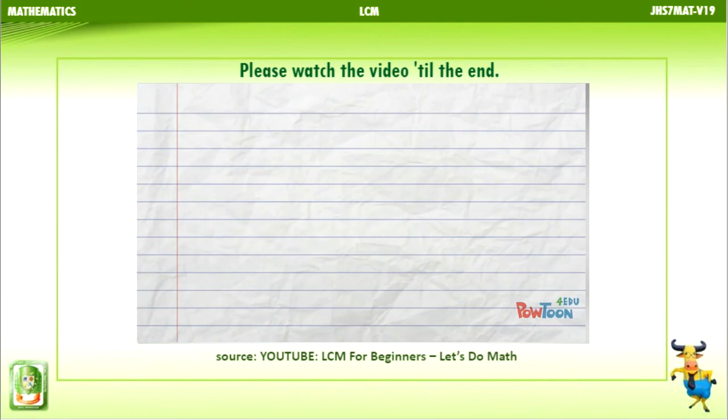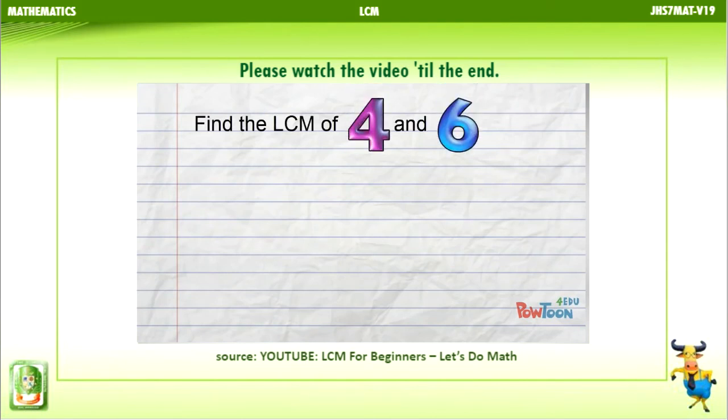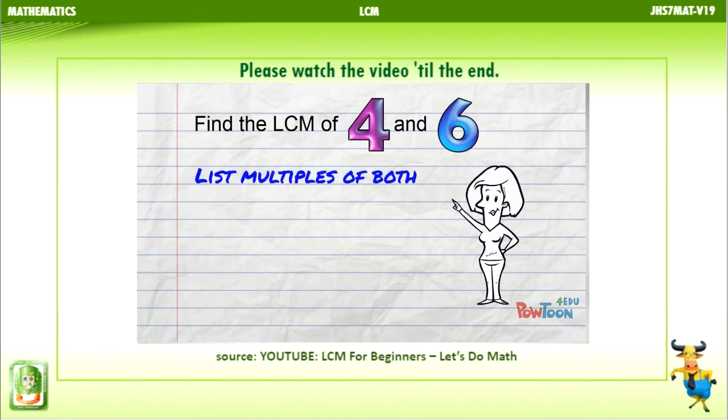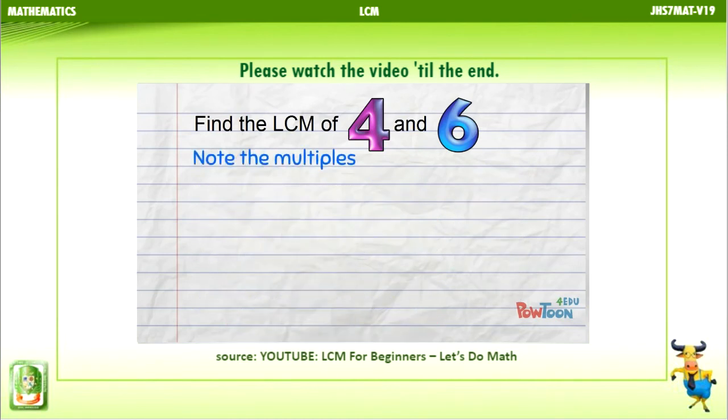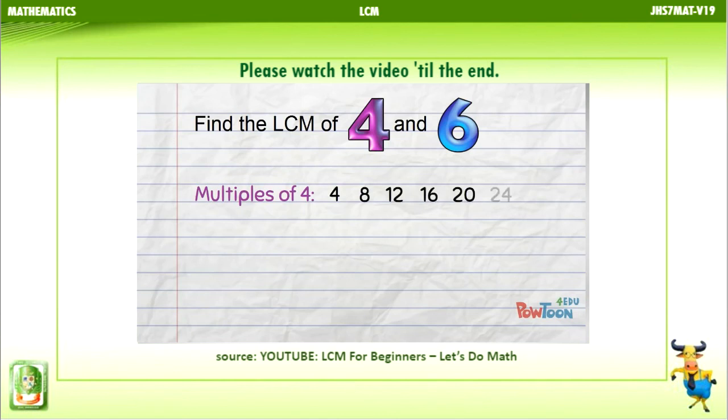Let's say we're told to find the LCM of 4 and 6. We're going to list multiples of both these numbers, and we're looking for the smallest number that occurs in both lists, that's common to both lists, and that's the LCM. Note down 4 or 5 multiples for each number. Multiples of 4, and just list them in a line: 4, 8, 12, 16, 20, 24.